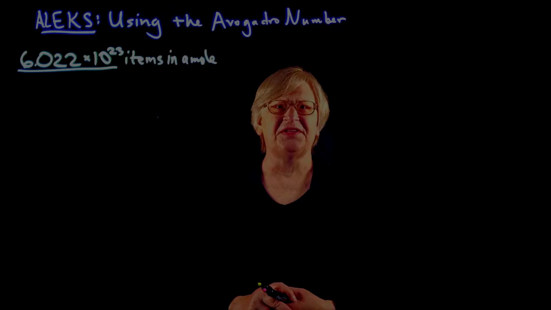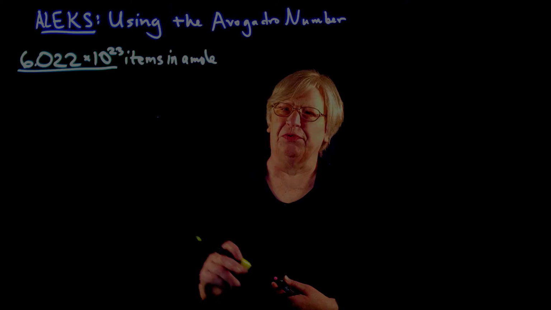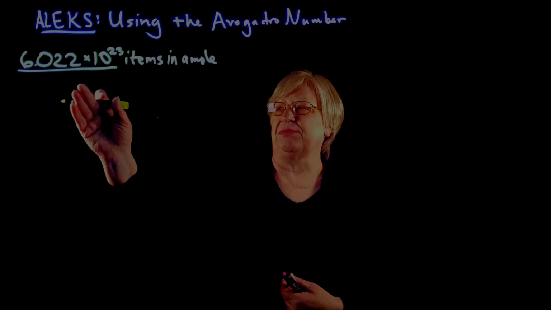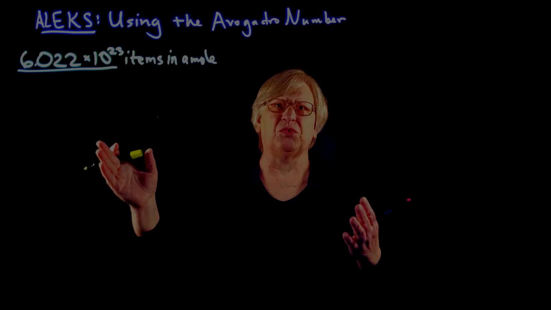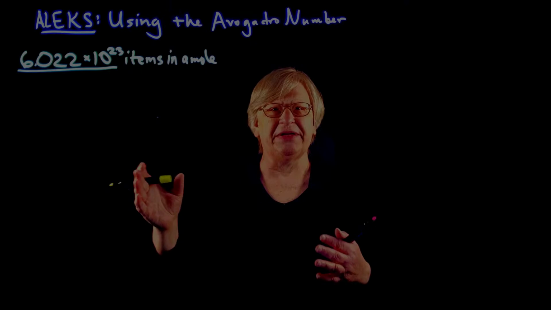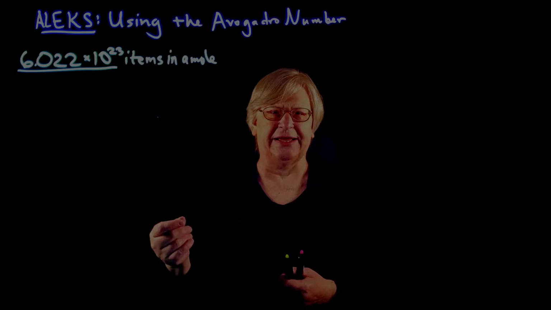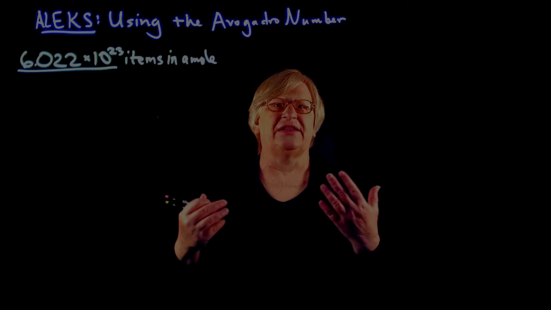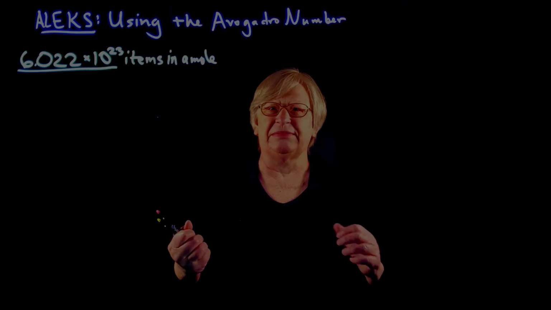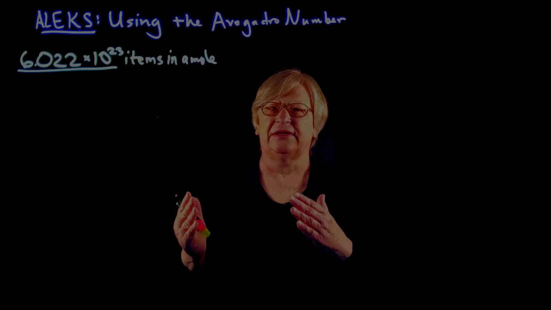Avogadro's number is an important number in chemistry, and many people already know that it is 6.02 times 10 to the 23rd. It's a really huge number, right? So we typically use it for really tiny things like atoms, molecules, ions, but it can be used to count anything. And it's the number of items in a mole. Doesn't matter what it is, it's that many things in a mole.